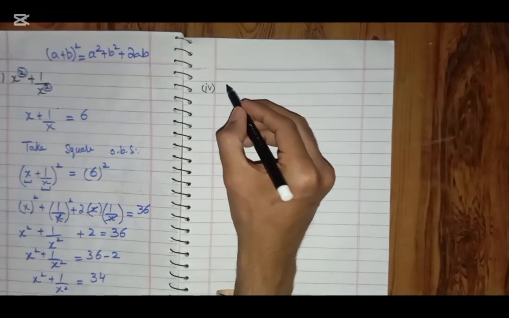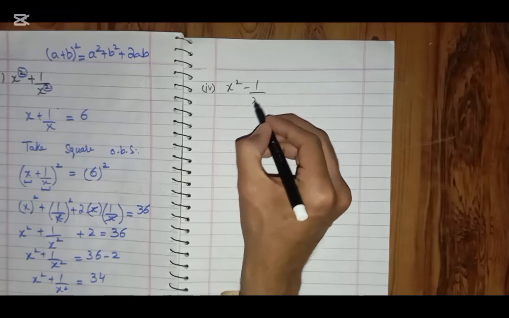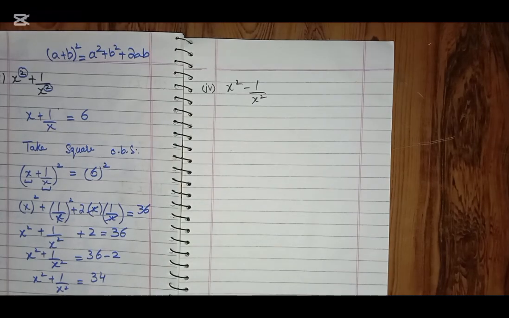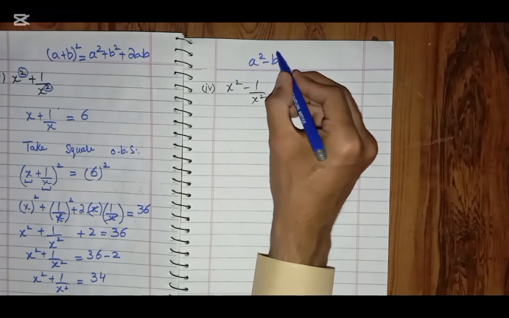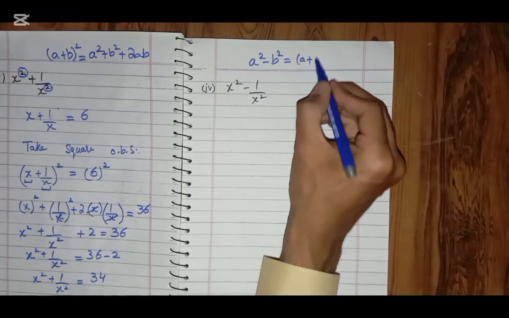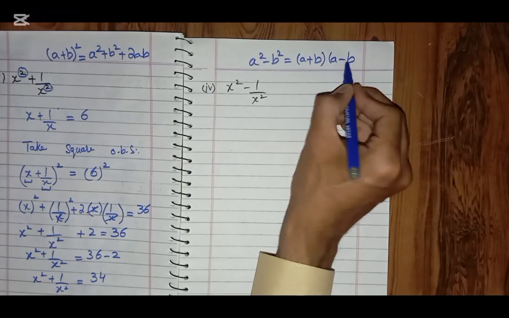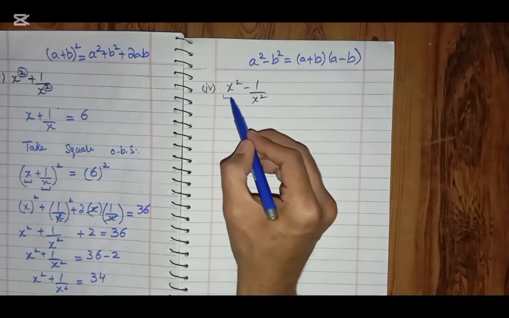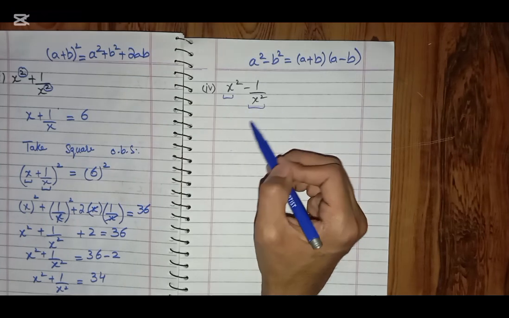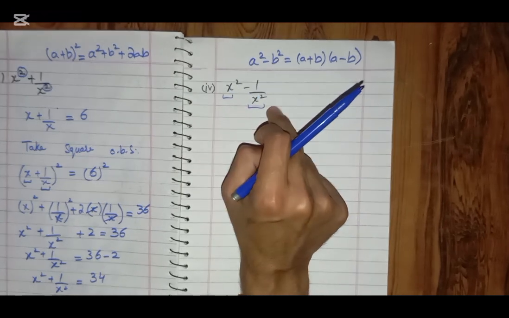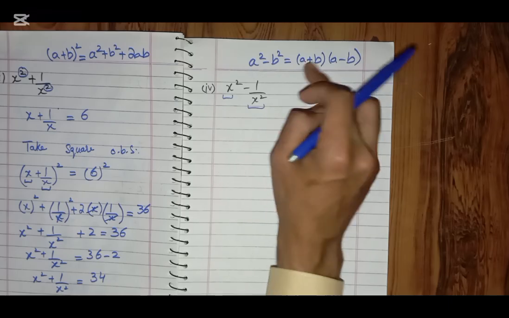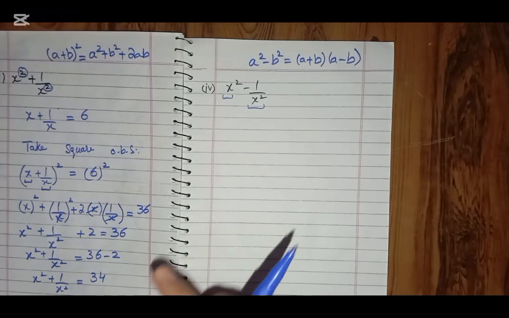In part number 4 it says x square minus 1 over x square. In that part we also have to use a formula, and that formula is a square minus b square is equal to a plus b and a minus b. So this is also in square form and this is also in square form. You see that this is over a square and this is over b square, and you can convert this in this form. How do we solve it?